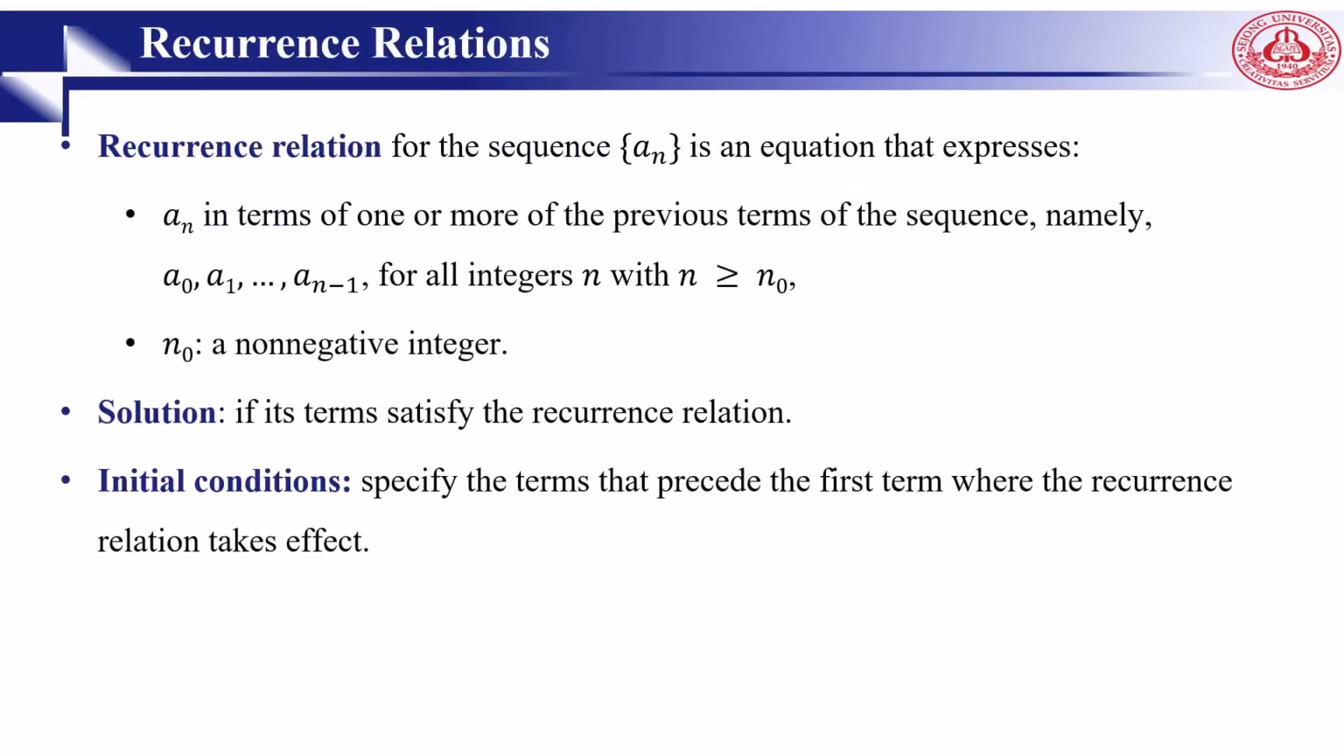We may have recurrence relations. In here, we find an equation to express a_n in terms of one or more of the previous terms. So recursion means we have to go back to the previous, right? For example, a_1, a_{n-1}, and we will continue. And here we have n_0 as a non-negative integer. A sequence is a solution of a recurrence relation if its terms satisfy the recurrence relation. And in here, we have the initial conditions for a sequence, which specify the terms that precede the first term where the recurrence relation takes effect.